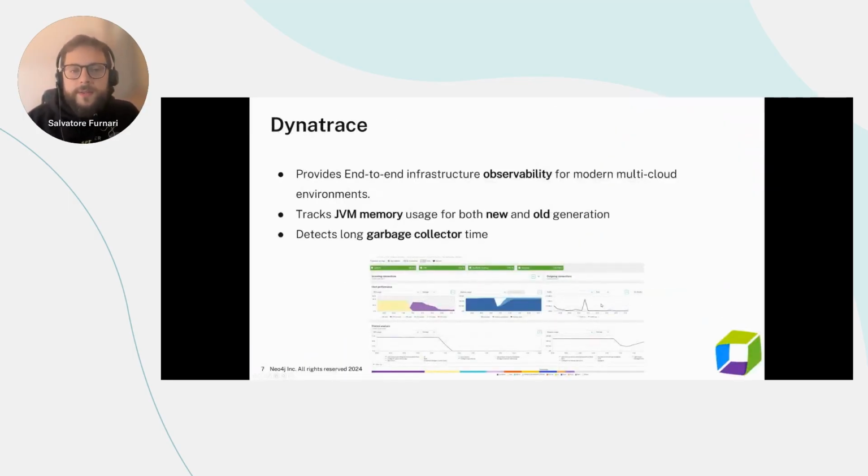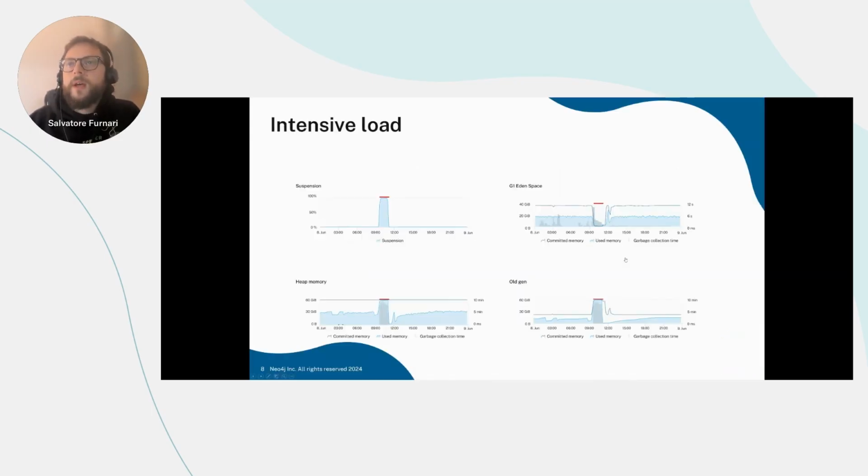We detected this kind of problem using Dynatrace, which is a tool that provides end-to-end infrastructure observability. It tracks the memory usage for both old and new generation. Here I extracted these four charts from Dynatrace. We can see here how Dynatrace detects long garbage collection time.